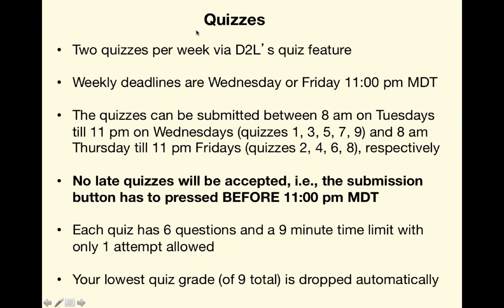Quizzes. There'll be 2 D2L type quizzes per week. They're very short. Each quiz has just 6 questions and a 9-minute time limit with only 1 attempt allowed. This is basically motivation to keep you reading, keep you engaged, keep you up with the course, because you really do not want to fall behind in one of these accelerated 5-week courses.